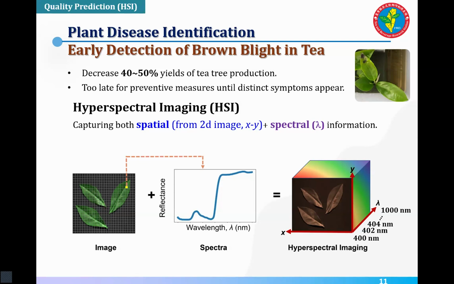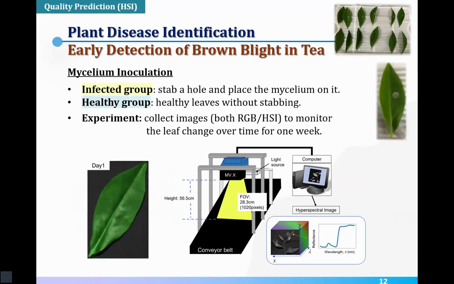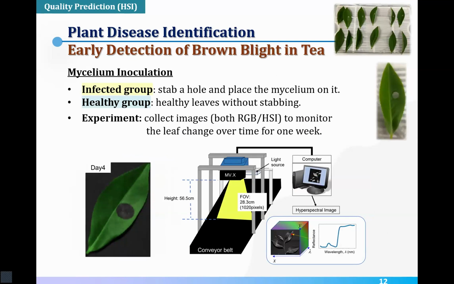For this study, we selected the brown blight disease in tea because this is a major cause of tea production loss in Taiwan. Usually when we see a green leaf, we think it's a healthy leaf. However, if the green leaf is located on a diseased plant, then it is still being infected. But if we only use the RGB image, we won't know. So let's see what the hyperspectral image can do.